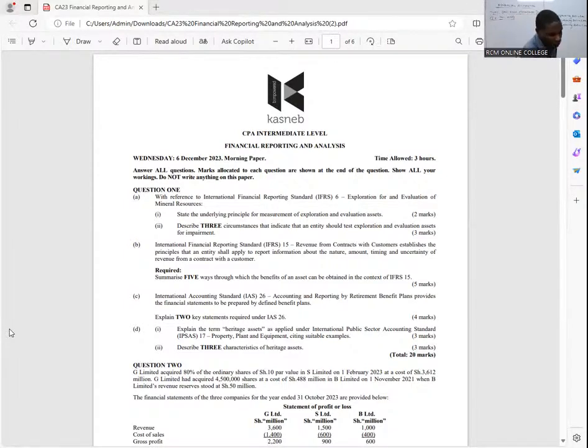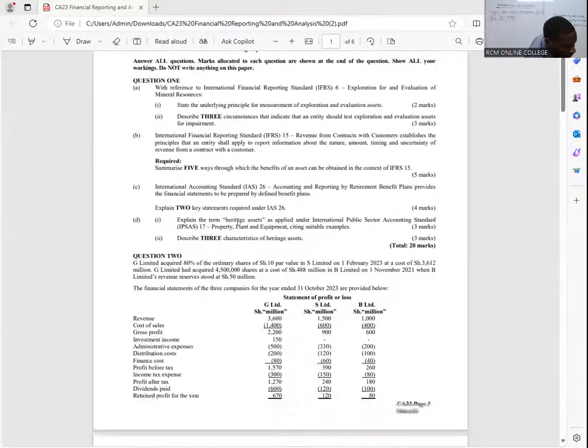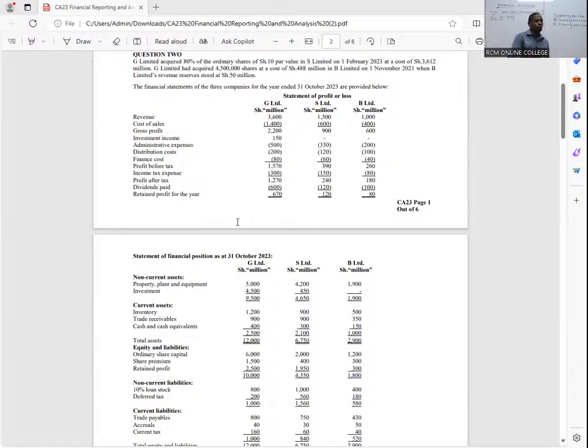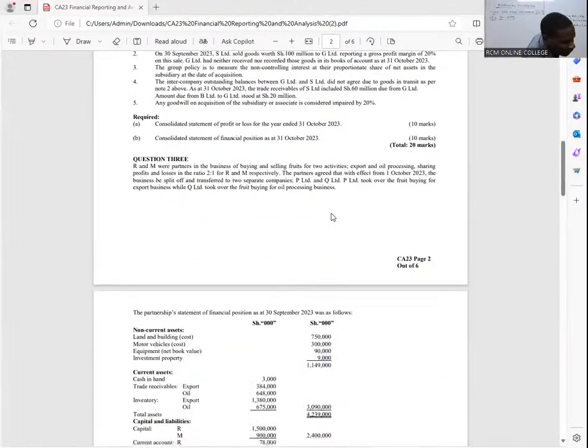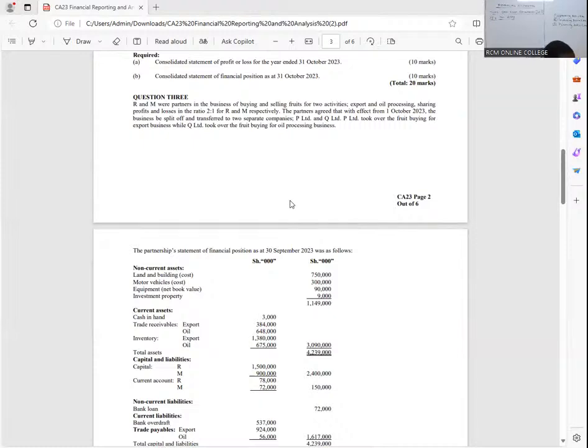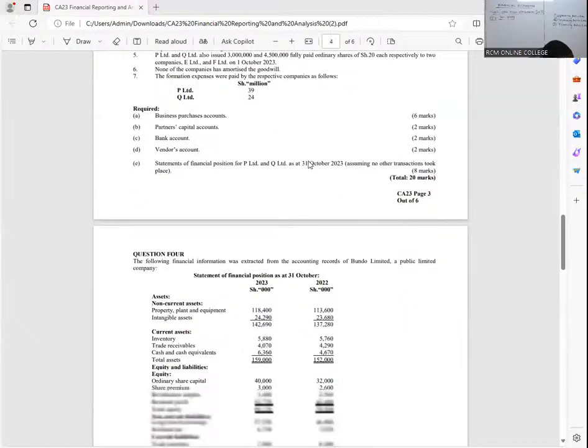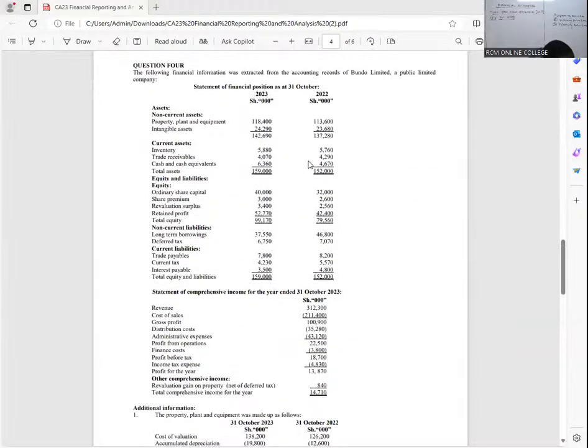Therefore, you need to understand the structure. Can you look at what they gave as question number 2? Even without reading, you can tell me what it entails. It is automatically a group consolidation question, very easy, where we have 3 companies. Question number 3, I think this was a branch. Partnership. Okay, that's partnership.